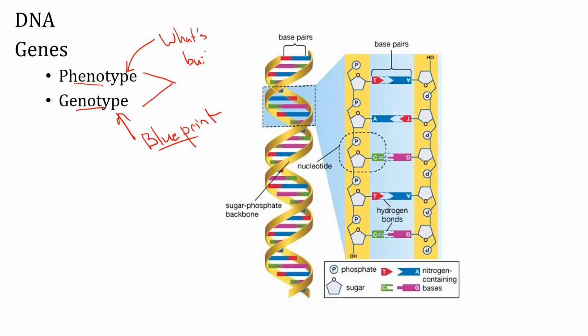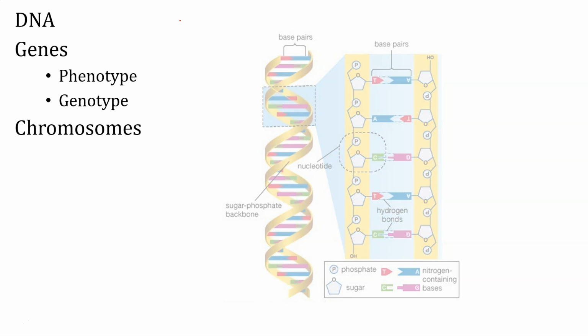It's the finished product. It's the thing that we see. Okay. Genotype will be a combination of these letters, or it's the information stored on the gene. The phenotype is the actual thing that you see. It's the trait that you possess.